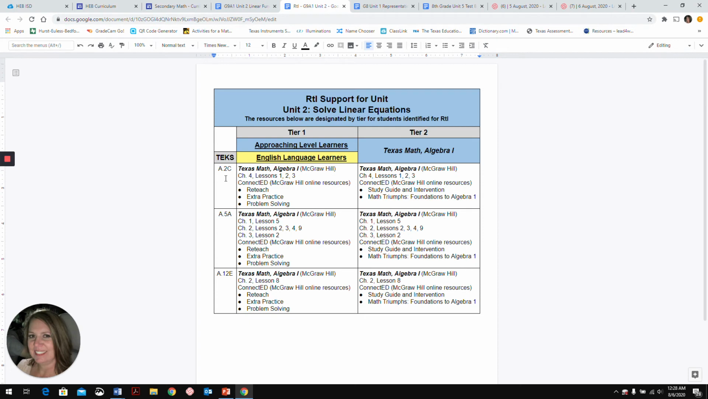So for TEKS A.2c, look in Chapter 1, Lessons 1, 2, and 3. You've got a study guide and intervention that you might find useful, and then some math triumphs that you might find useful. So this does look a little bit different from 7th and 8th grades, but it is laid out in the same format.